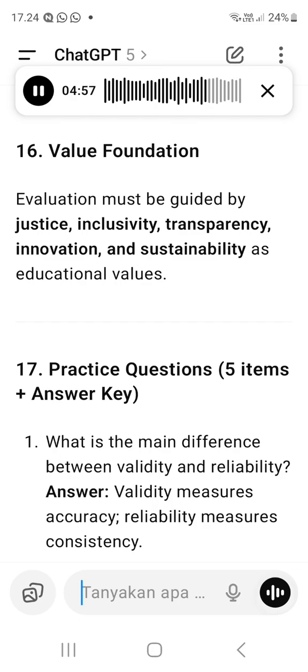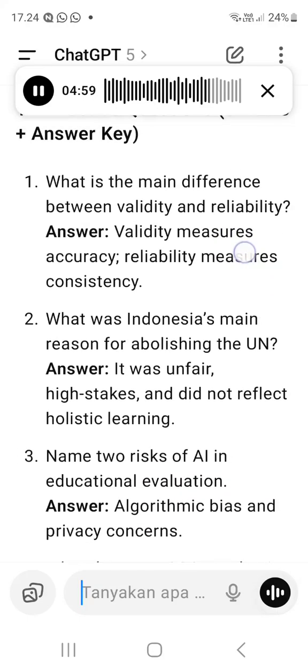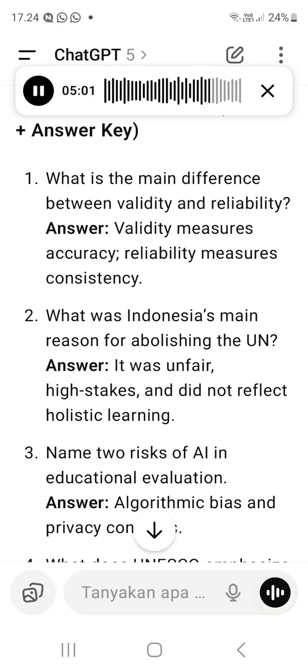17. Practice questions, 5 items, with answer key. 1. What is the main difference between validity and reliability? Answer: validity measures accuracy, reliability measures consistency. 2. What was Indonesia's main reason for abolishing the UN? Answer: it was unfair, high stakes, and did not reflect holistic learning.